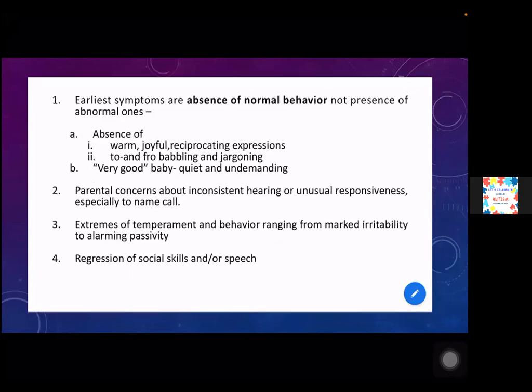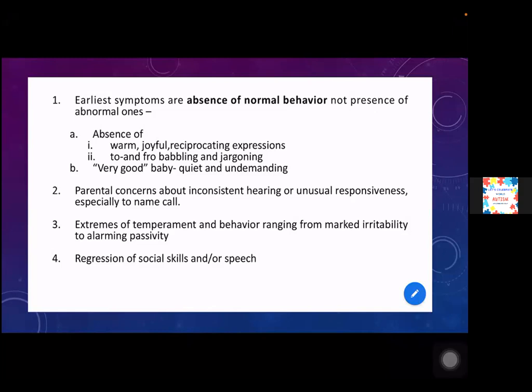So we need to know that the earliest symptoms are not the presence of abnormal ones, but the absence of normal ones. So we need to know what are the normal developmental milestones for a child. And if those normal milestones are not present in a growing child, those are the red flags that your child may have autism. If there is an absence of warm, joyful, reciprocating expressions, if your baby doesn't like to do to-and-fro babbling or jargoning, if your baby is excessively quiet and undemanding, these are the red flags that your child may have autism.